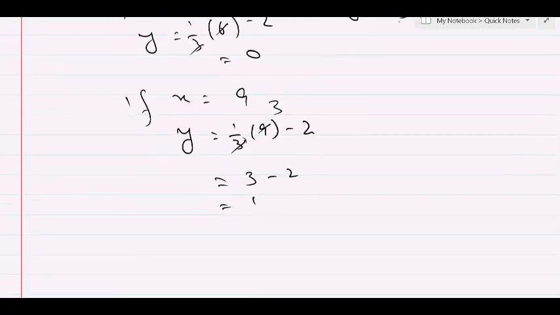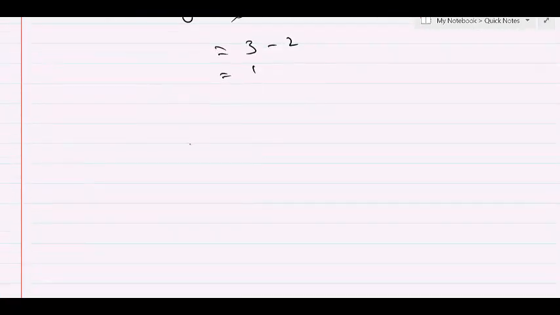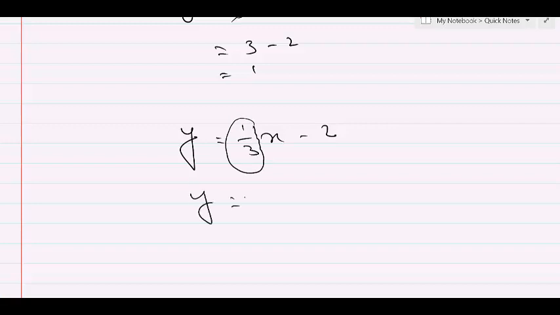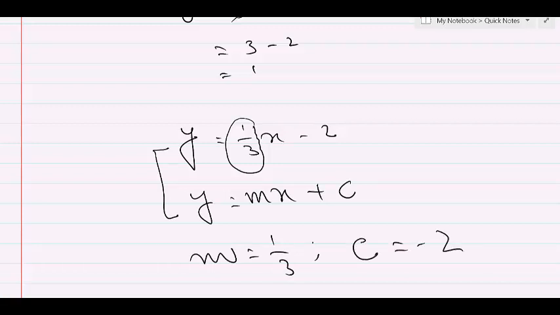But if we were just to take a look at the equation, y is equal to 1 over 3 x minus 2, always remember that the coefficient of x when y is isolated, you can compare it with y is equal to mx plus c. The coefficient of x in this form is the m value. So m is equal to 1 over 3, and what is the c value? c is equal to minus 2.